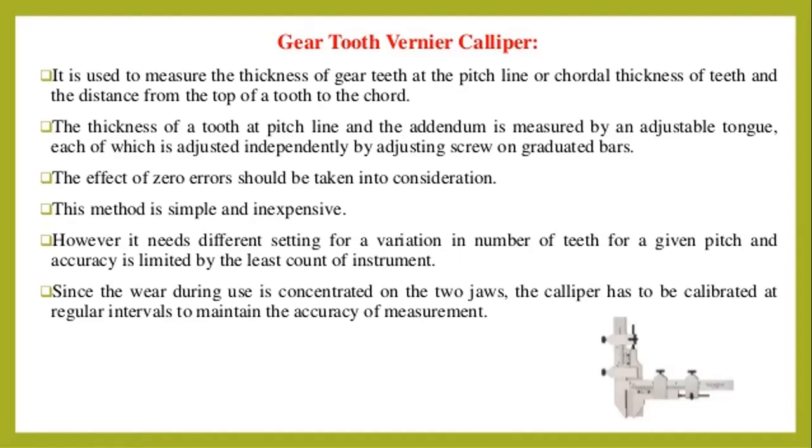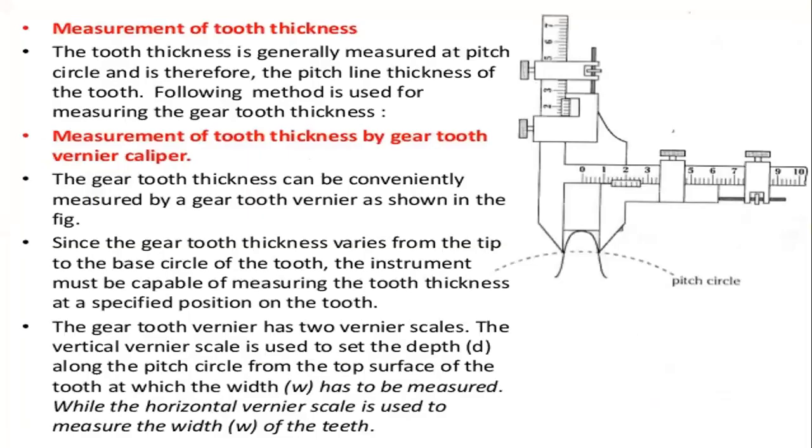Whenever we are going to measure with these gear tooth vernier calipers, we need a good maintenance system, because two readings at the same time can be taken. That is the depth and the width, which are engraved on two scales. These are the two scales engraved on it. So the tool takes measurements from these two jaws. These are the two jaws, and this is the tooth. So you can see the teeth here.